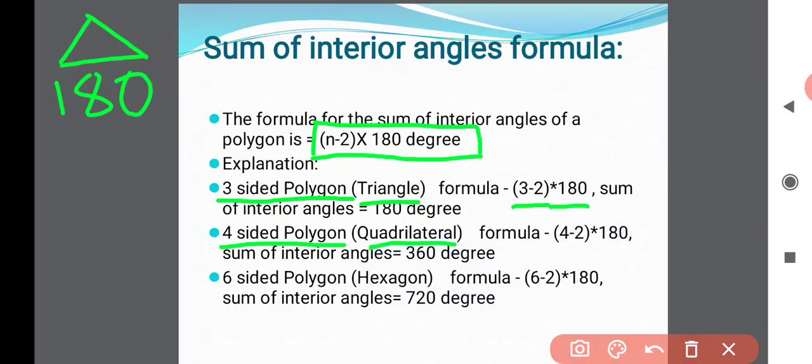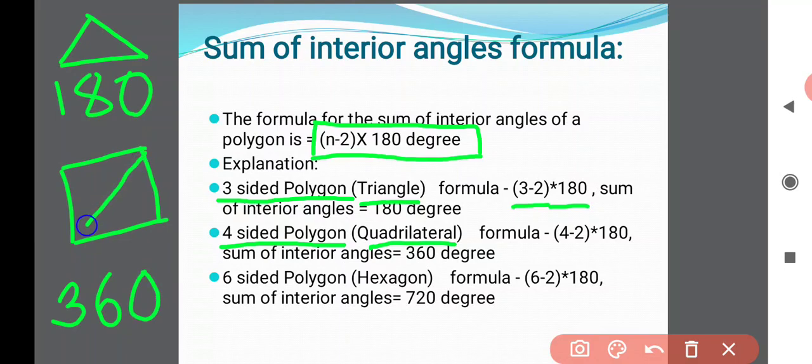Now let's check the same formula for the next polygon, the four-sided polygon, the quadrilateral. We know how many sides there are: 1, 2, 3 and 4 sides. And we also know that the sum of all the angles of a quadrilateral is 360 degrees, because it's a combination of two triangles. So let's check the same formula. Again, n is the number of sides, so I'll put 4 here: (4 minus 2) into 180. 4 minus 2 is 2, 2 into 180 is 360.